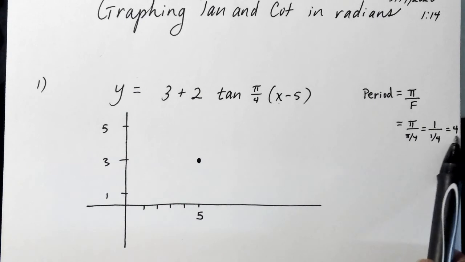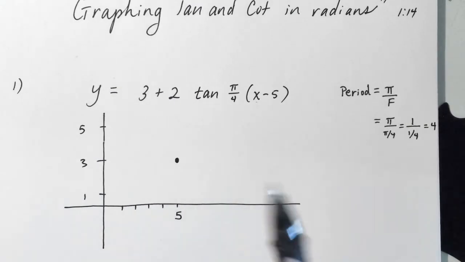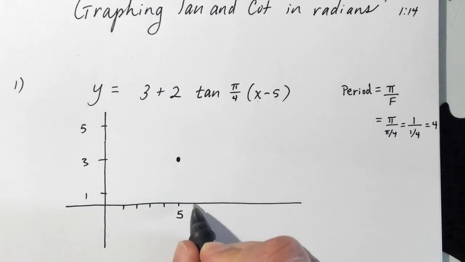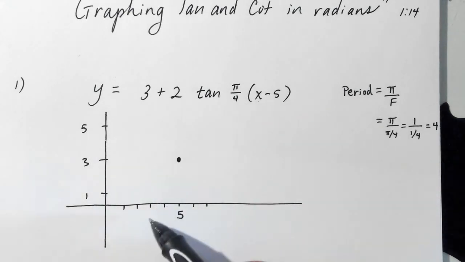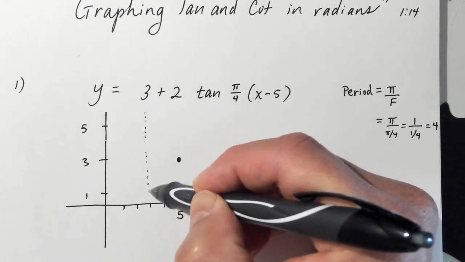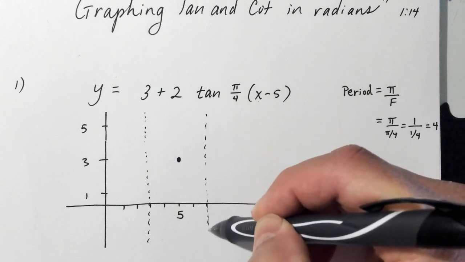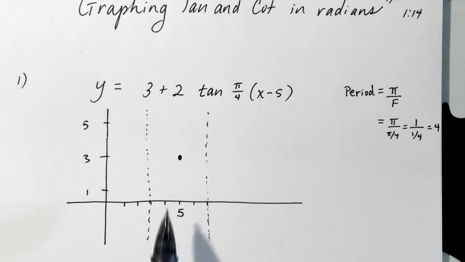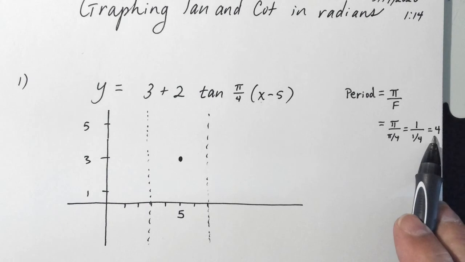And then the asymptotes. Remember, the period is 4, so the asymptotes will be 2 that way and 2 this way for tangent. This is not how cotangent works. So you get an asymptote here at 3 and at 7. That's horrible, sorry. So that's 3, that's 7. Altogether, the period is 4.